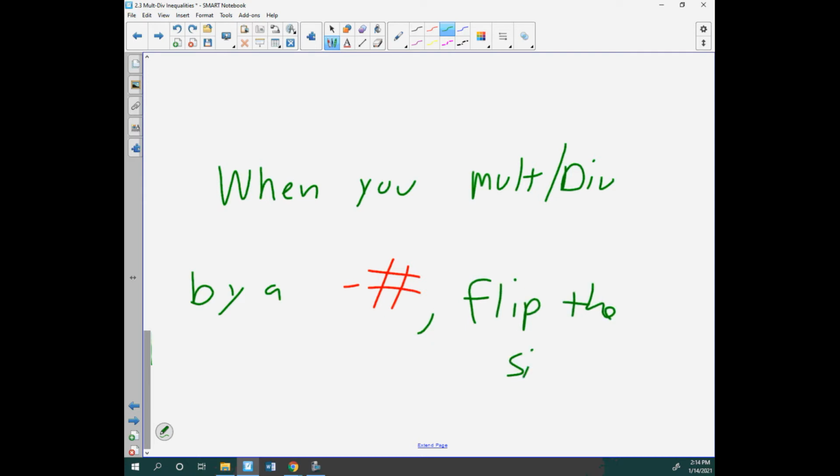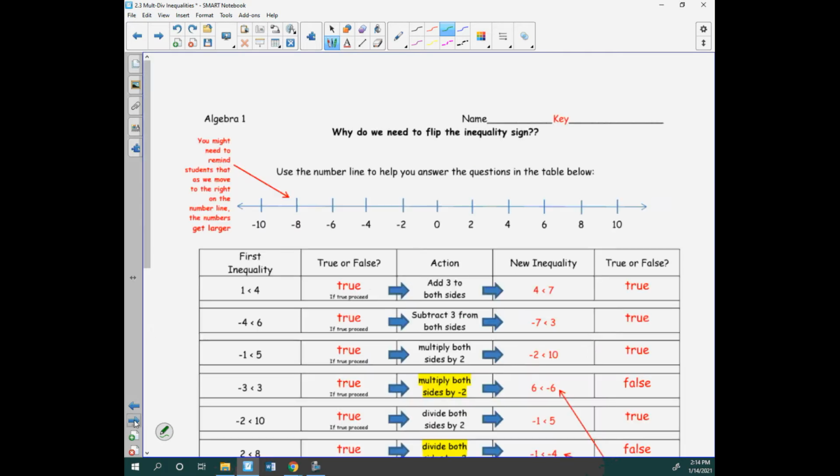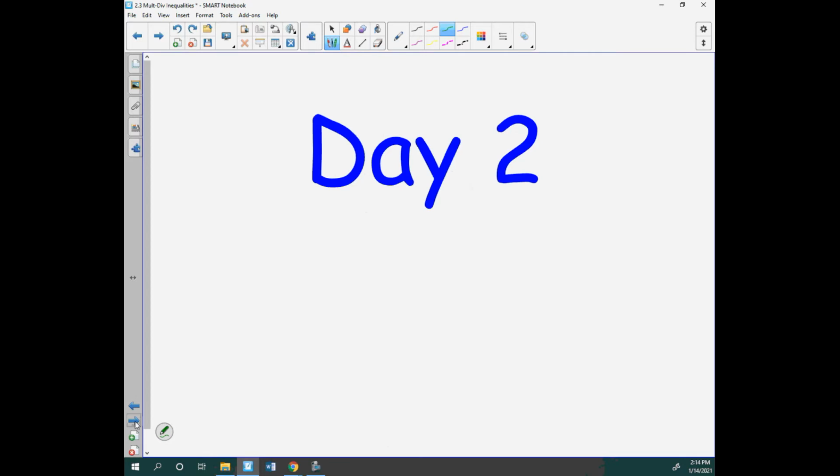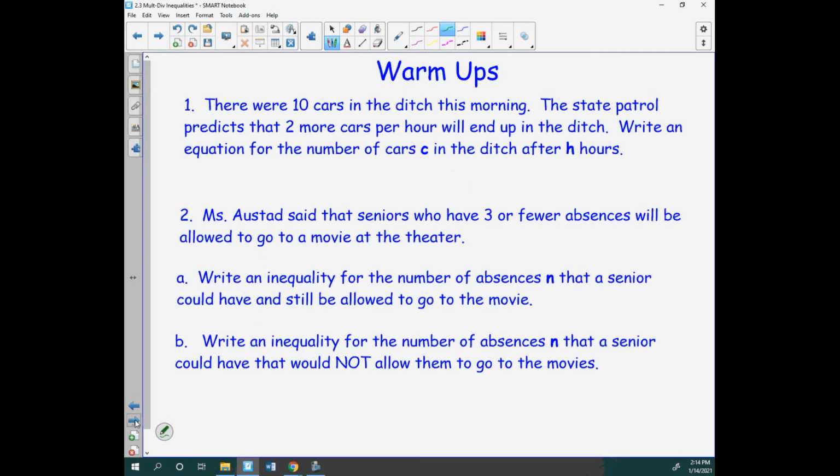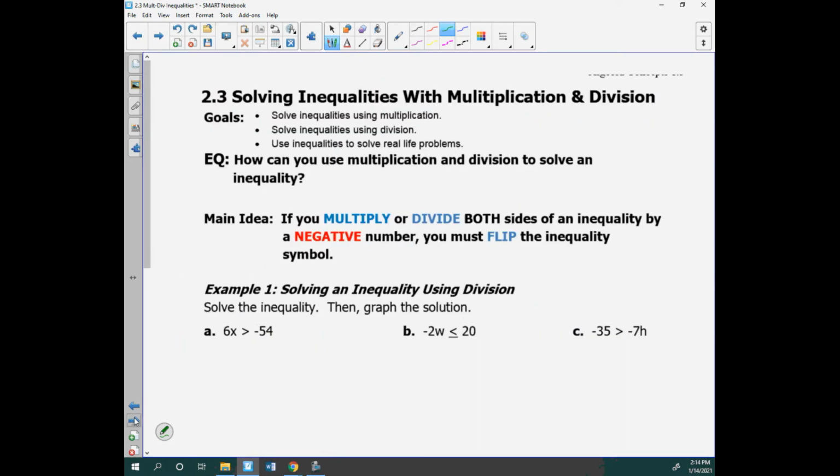Okay? If you can remember that, you are well on your way to mastering this section. So let's just take a look at a couple problems. Let me fast forward there. I'm even going to fast forward this one. 2.3, solving inequalities with multiplying and dividing. Hey, look at this. That looks kind of familiar.